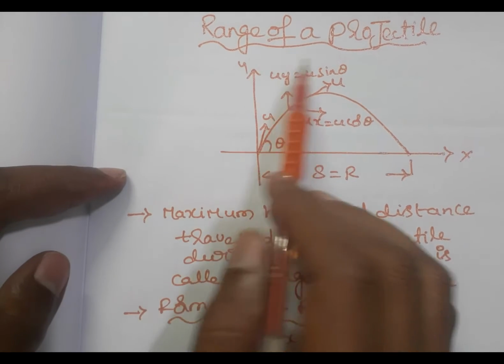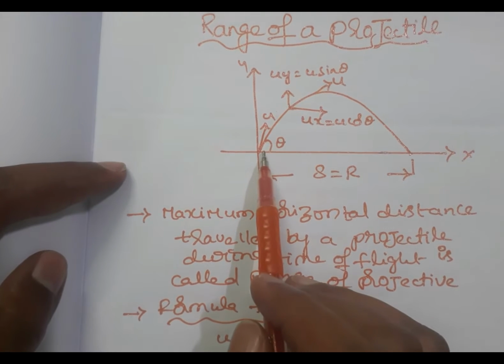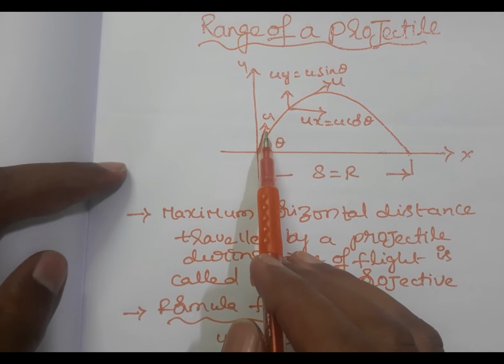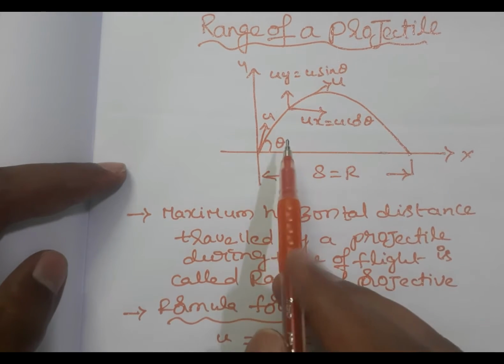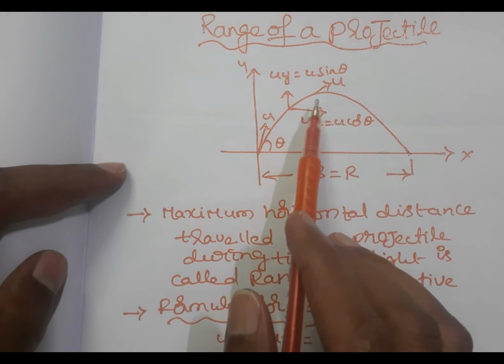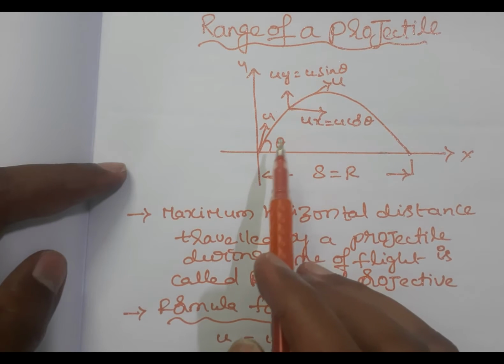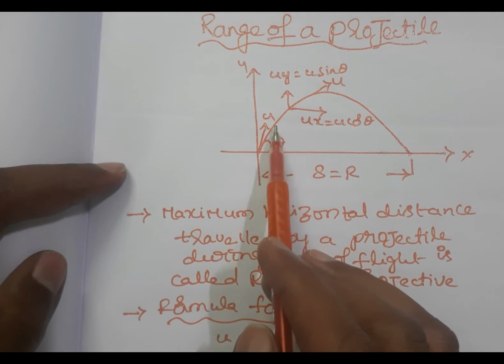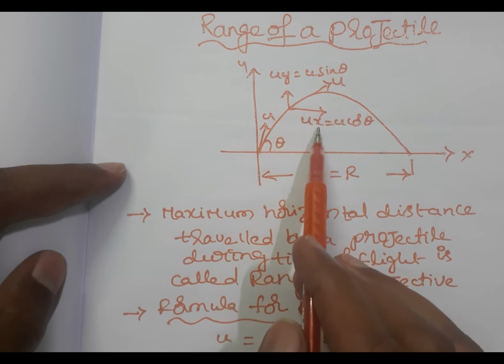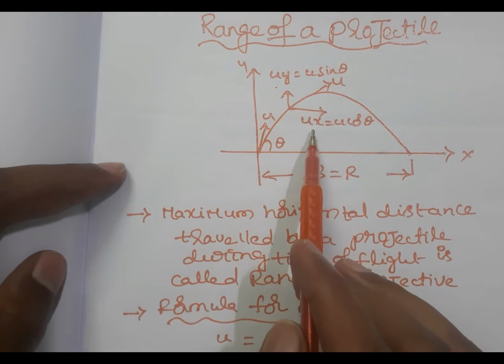So what is the formula for range of projectile? Consider a projectile with an initial velocity u making angle theta with the horizontal thrown into air. Then it travels along a parabolic path. The motion of the projectile is two-dimensional, so its velocity is resolved into two components, a horizontal component and a vertical component.